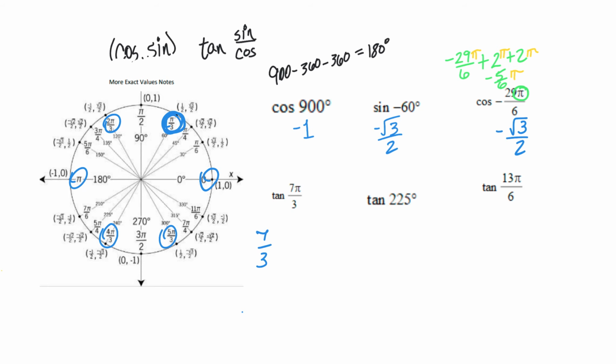We have 7/3 pi. We have a full rotation, so we're going to subtract this away. So if I do 7/3 minus 2, taking away a full rotation, what I get is 1/3, which I just learned. It is 1/3, and then I go back and tack the pi's on. So we are looking for tangent at 1/3 pi.